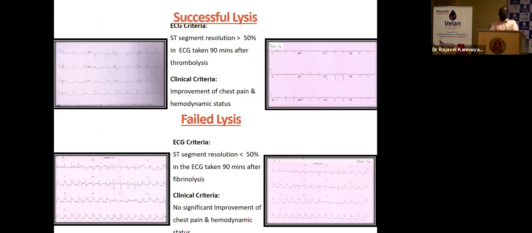Next. After successful thrombolysis, we can assess with the ECG and the clinical symptoms of the patient. If the ST segment regresses by more than 50% of the initial elevation, or the patient is clinically improved, with chest pain decreased and shock improving, it denotes successful lysis. If the patient has persistent chest pain, the ST elevation does not recede and the patient is deteriorating, it denotes a failed lysis; the occlusion is still there.